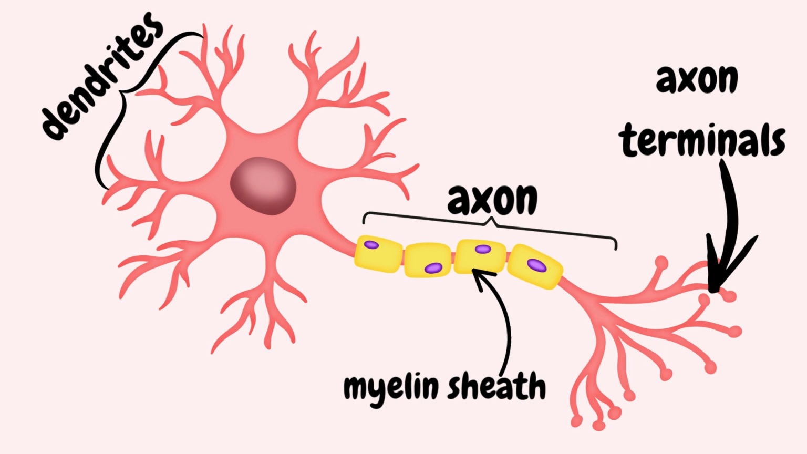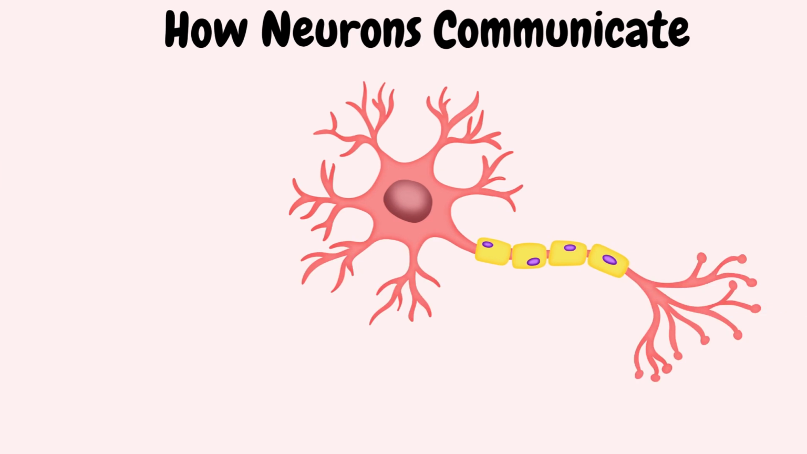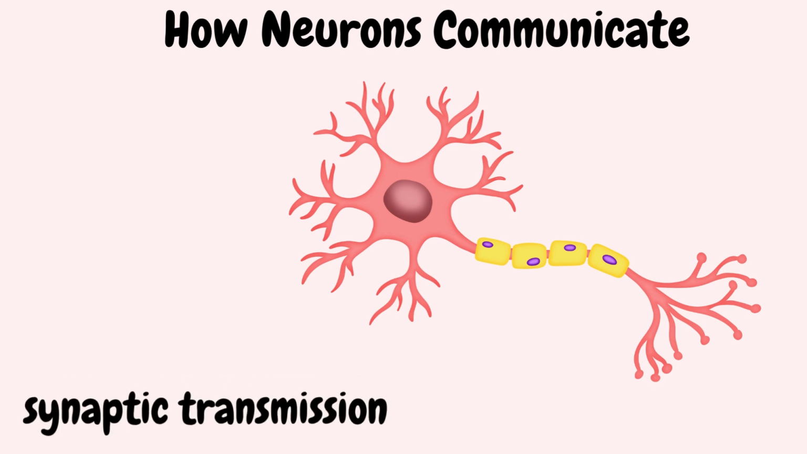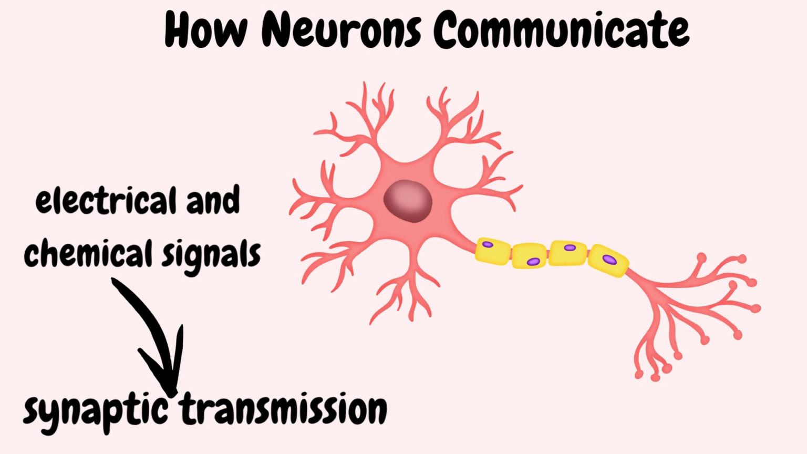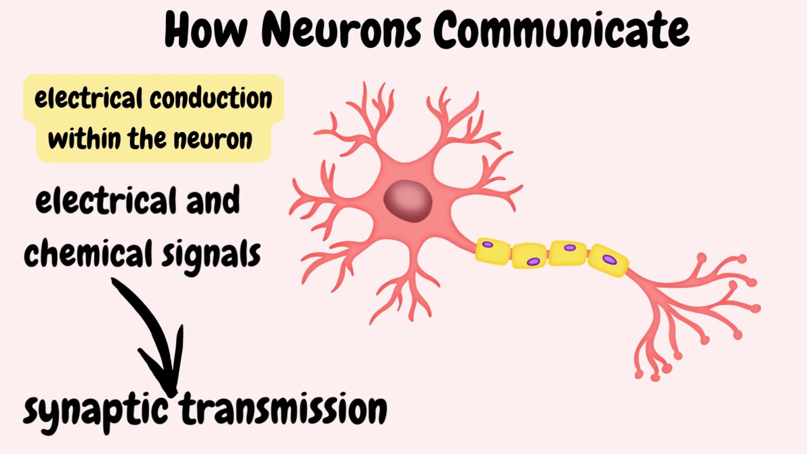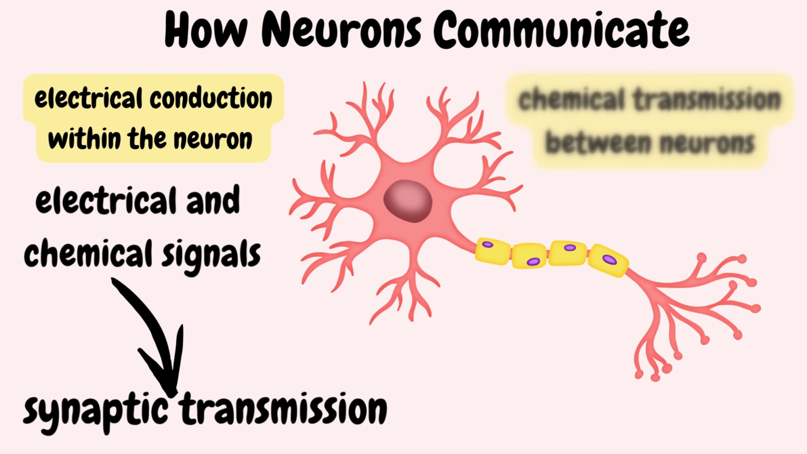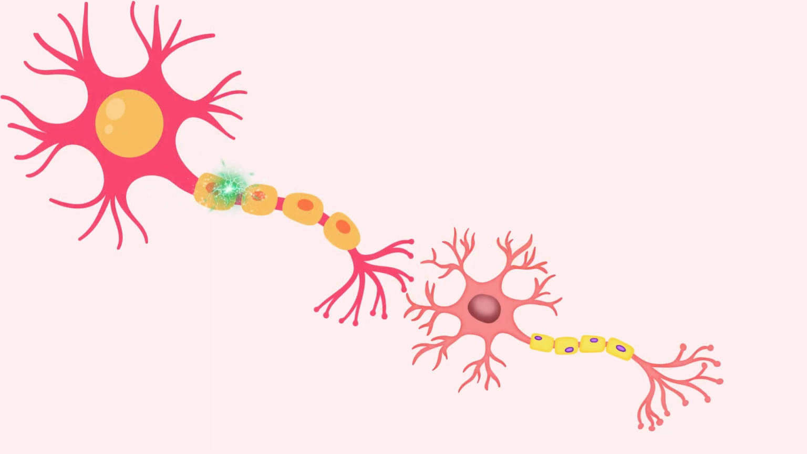So, how exactly does the neuron communicate? Neurons communicate through a process called synaptic transmission, and this involves both electrical and chemical signals. This communication typically occurs in two main phases: electrical conduction within the neuron and chemical transmission between neurons. The process of communication begins when a neuron receives a signal from another neuron or sensory input through its dendrites.